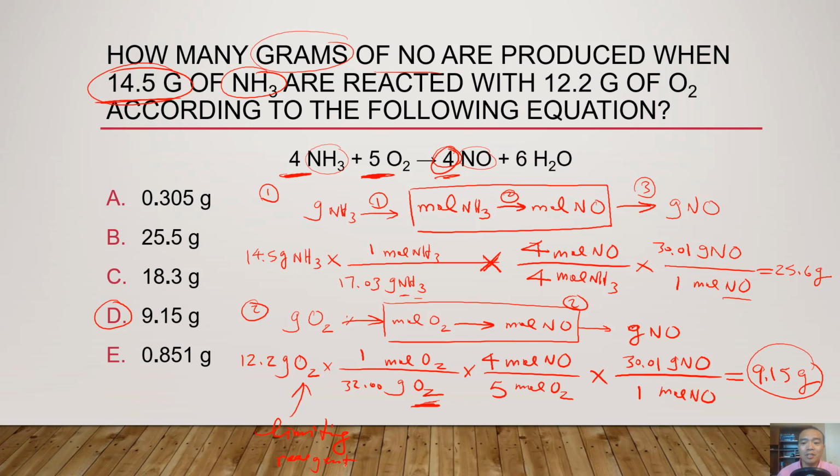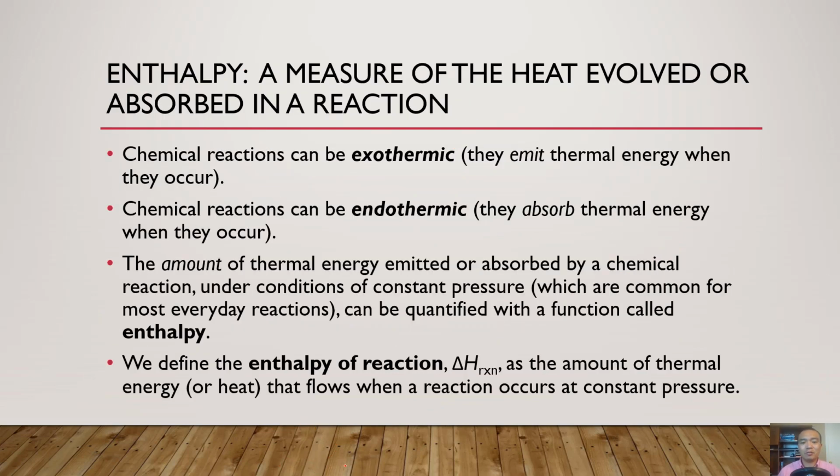We have one more topic, which is more conceptual. We're going to go over that. So that is enthalpy. What is enthalpy? Enthalpy is simply a measure of how much heat is being released or absorbed in a chemical reaction. A reaction that releases heat we call exothermic. A reaction that absorbs heat we call endothermic. And the amount of thermal energy emitted or absorbed by a chemical reaction under conditions of constant pressure, we call that enthalpy.